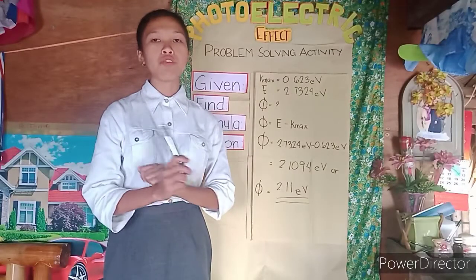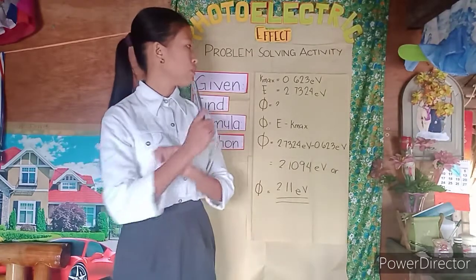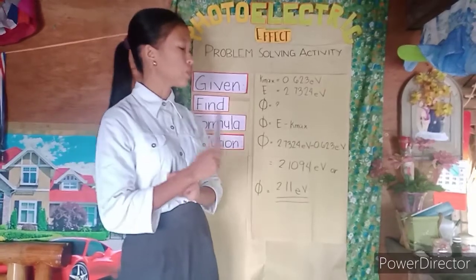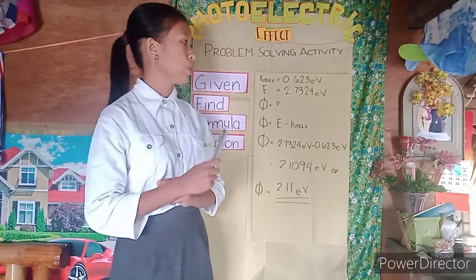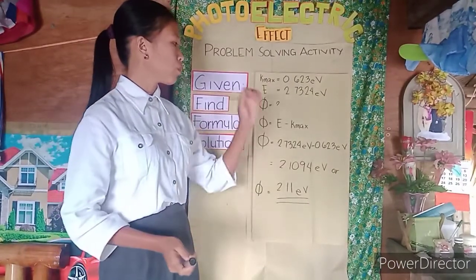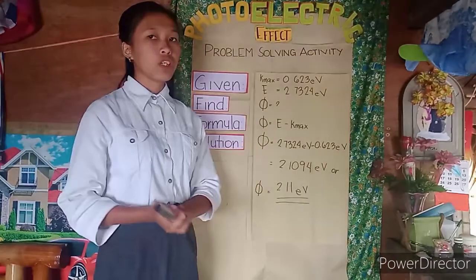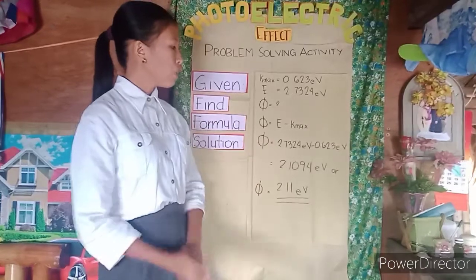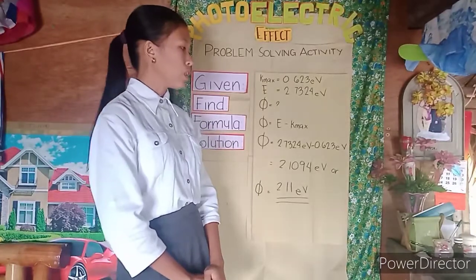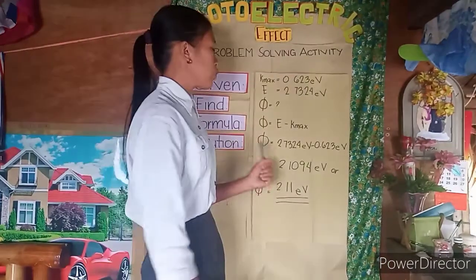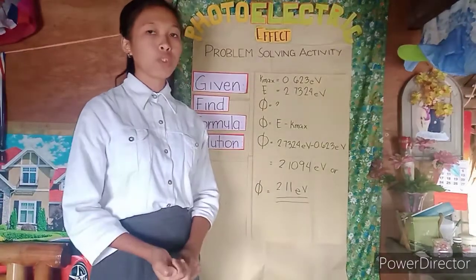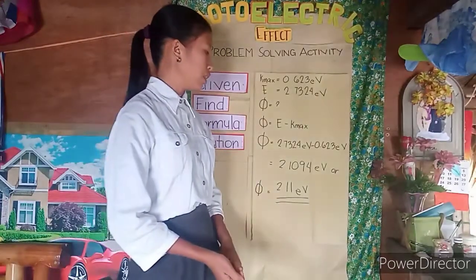For the last problem in finding the work function of the metal, we are given the maximum kinetic energy of the photoelectrons of 0.623 electron volt and the energy of the light, which is 2.7324 electron volt. The formula for finding the work function is by subtracting the maximum kinetic energy of the photoelectrons from the energy of the light, which is equal to 2.7324 electron volt minus 0.623 electron volt. By computing this, we will have the value for the work function of 2.1094 electron volt or 2.11 electron volt.